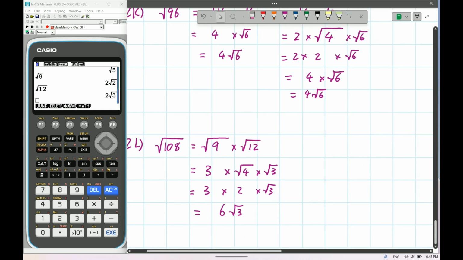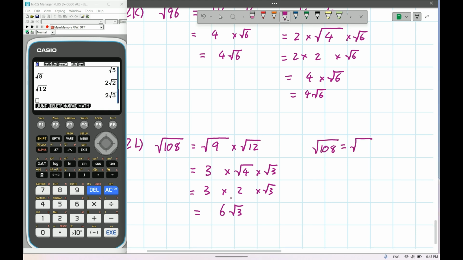Alternatively, if you're able to see that square root 108 can be broken up into 36 and 3, that's good as well. When I was doing this question, it wasn't the first thing that came to my mind, but it's okay. Both methods get you to the same answer. Right, cool.